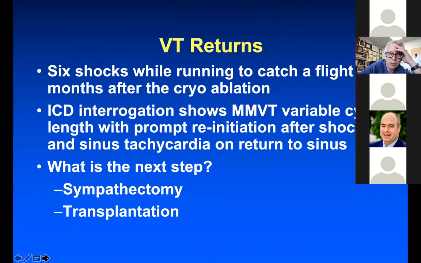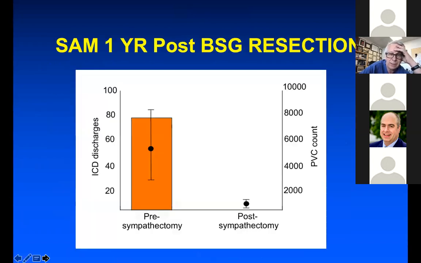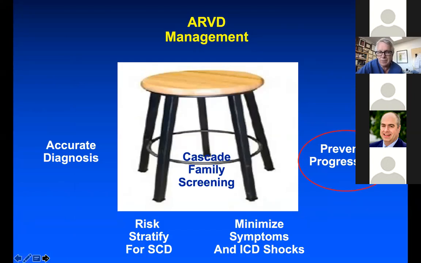VT returned, 6 shocks for running to catch a flight 2 months later. More VT. What did we do next? Transplant or sympathectomy? He ended up getting a sympathectomy with Shiv Kumar. He went out to LA and he's had no arrhythmias since then. I think he went out to Shiv, or maybe we did it, I forget, but whatever, it worked.